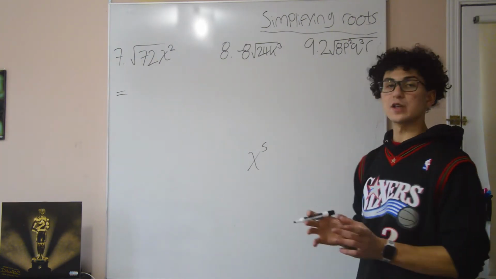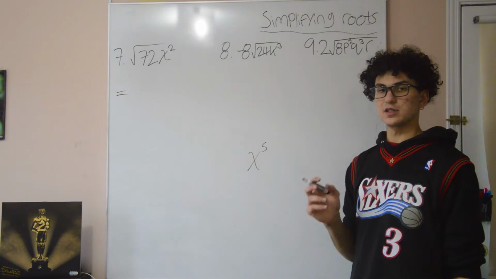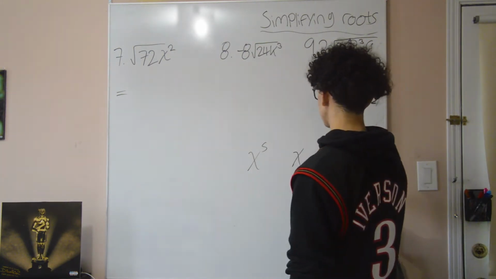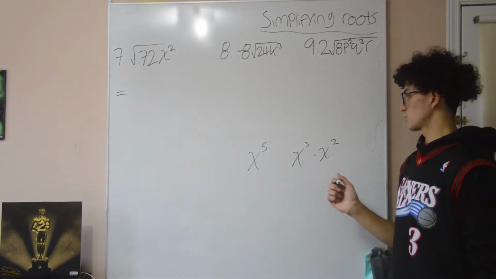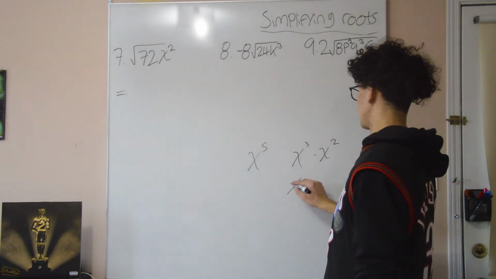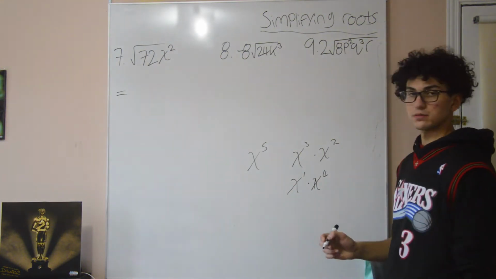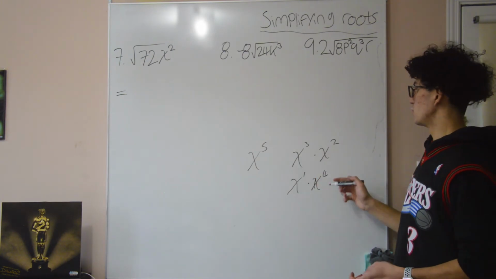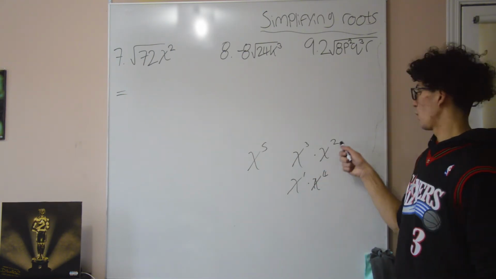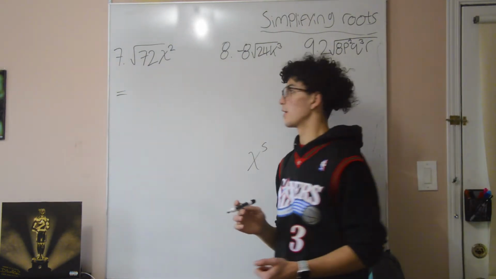Well, we know that when we multiply exponents, we add the exponents, right? For example, x to the 5 could be x to the 3 times x squared, right? Or it could be x to the 1 times x to the 4. Could be anything like that. So what we try to do is we try to match one of them with our root. And you'll see what I mean by that.